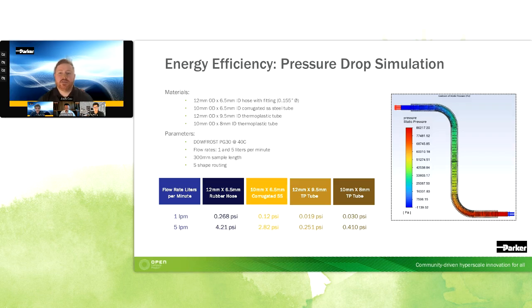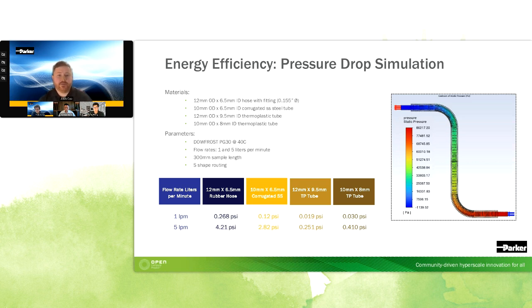This next slide is a pressure drop simulation that we conducted. It details how different materials and different configurations can interact with each other, whether in a positive or negative manner, in increasing or adding to pressure drop within your system. This simulation used Dowfrost PG30. The information provided here is for 1 and 5 liters per minute, and a simple S routing that you would see in a lot of these different configurations. It shows how different material types and, in some cases more importantly, different connection types can impact the pressure drop within your system.